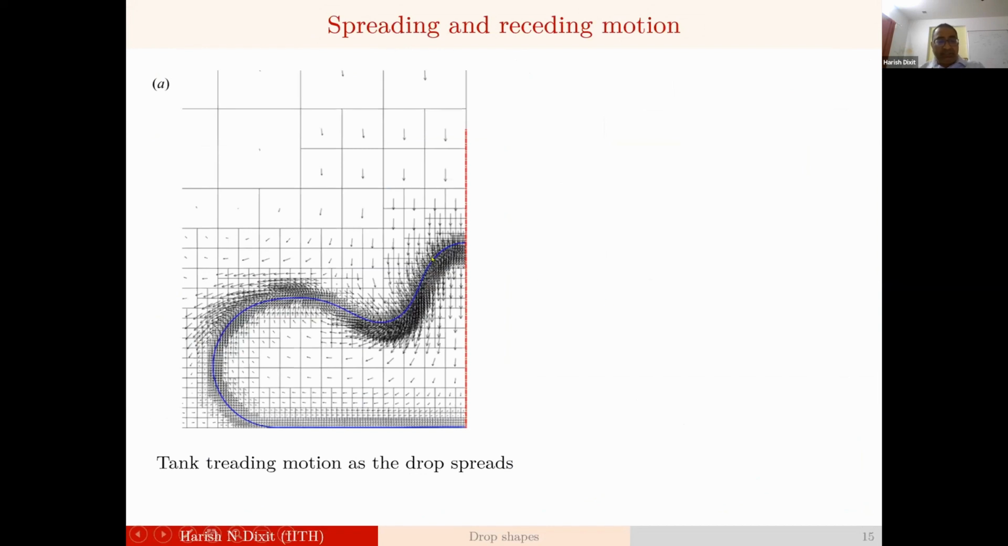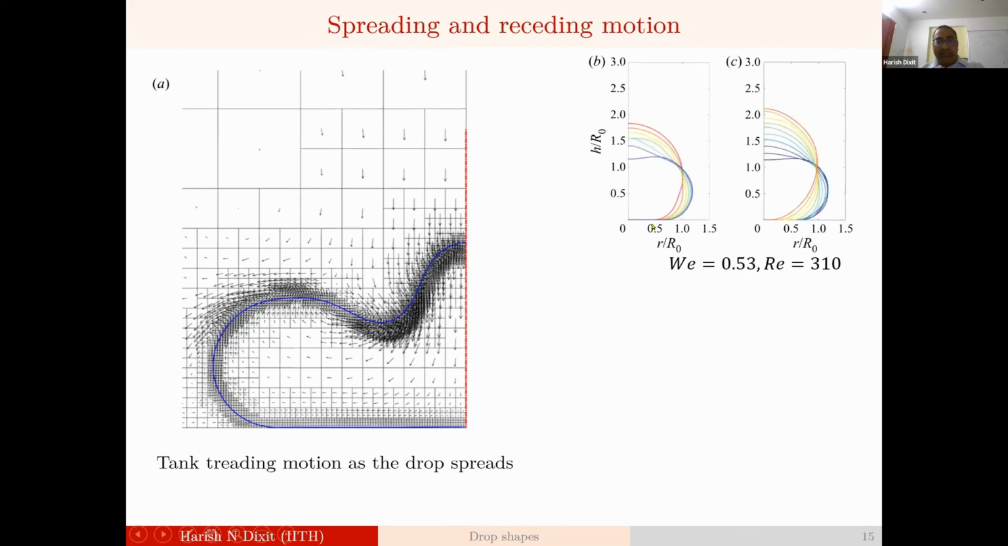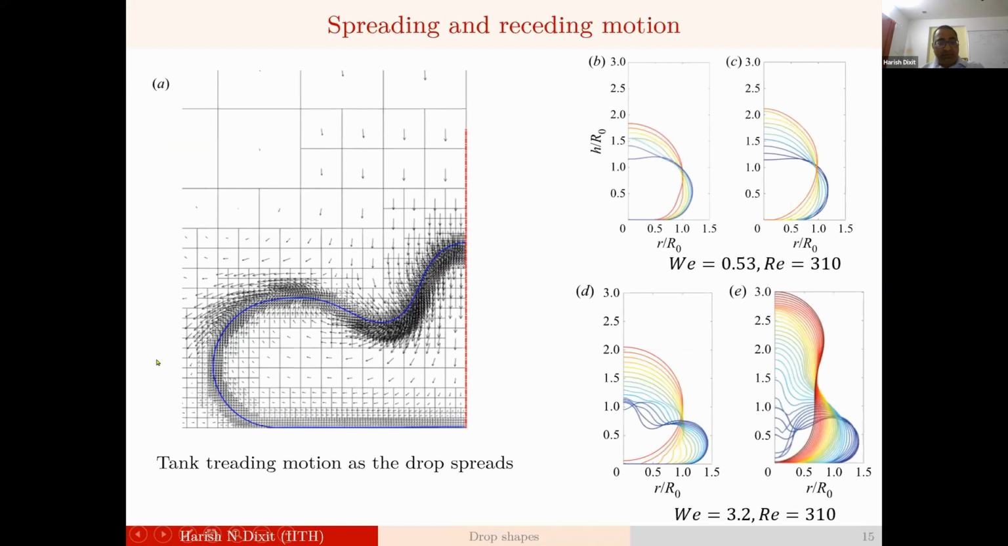And we also notice that the spreading phase of the droplet is exactly like a tank treading motion. That was also reported recently by various groups. And this is exactly what I was talking about. The droplet comes and spreads on the surface. The red curve is the initial shape of the droplet, and the blue is the final shape. And then this is the receding phase. It starts with the blue and then goes back to red.